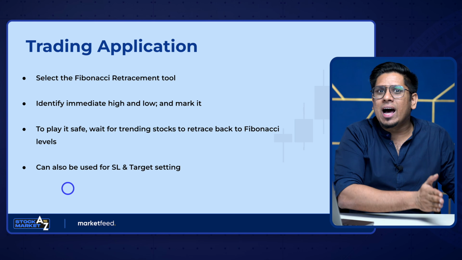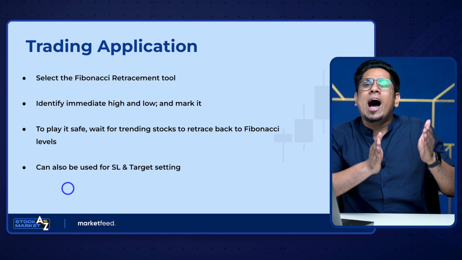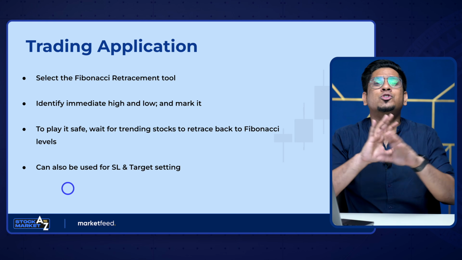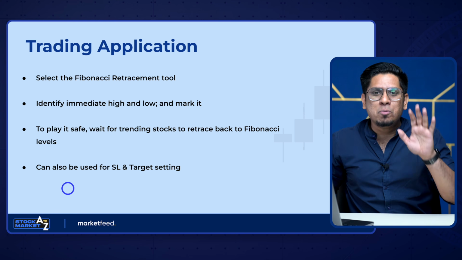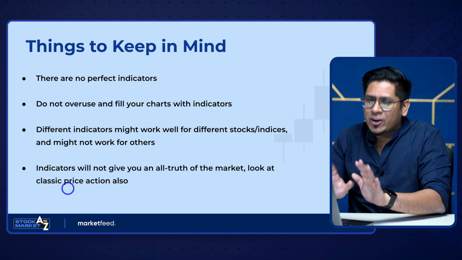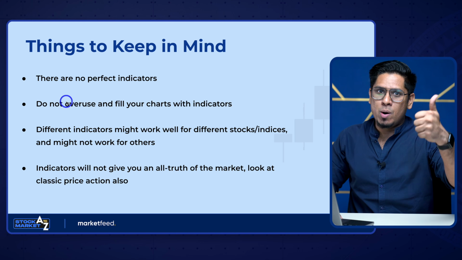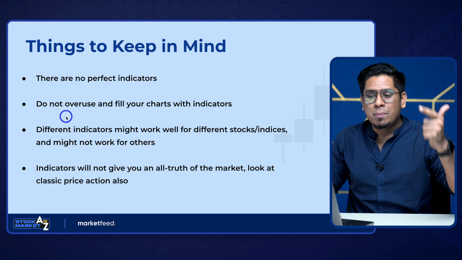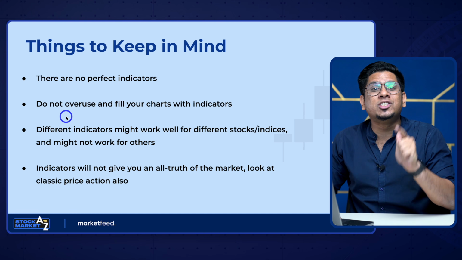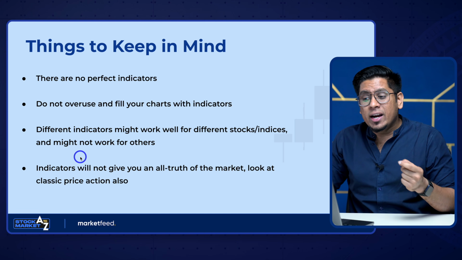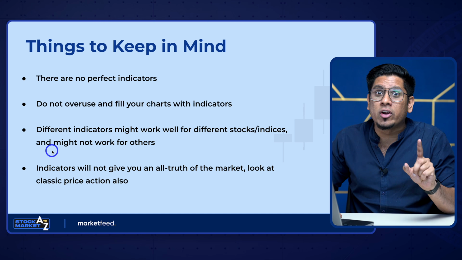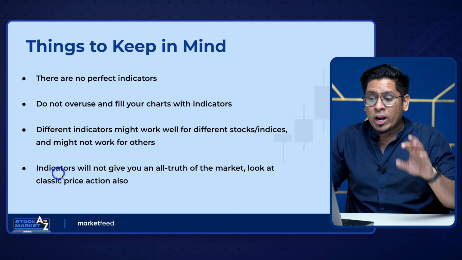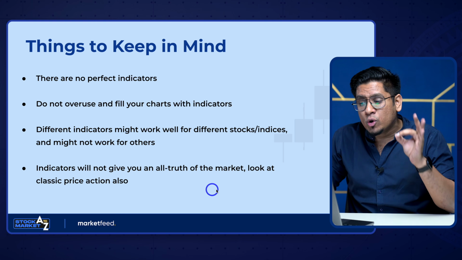So it's just like in the last class, we learned about another 3 very important, super clear and very effective technical indicators, right? So before signing off, I'll just refresh this again. Things to keep in mind. Number 1, there are no perfect indicators. Number 2, do not overuse and fill your chart with indicators. Number 3, different indicators might work well for different stocks and indices and might not work for others. Keep that in mind. And number 4, indicators will not give you the whole truth of the market.